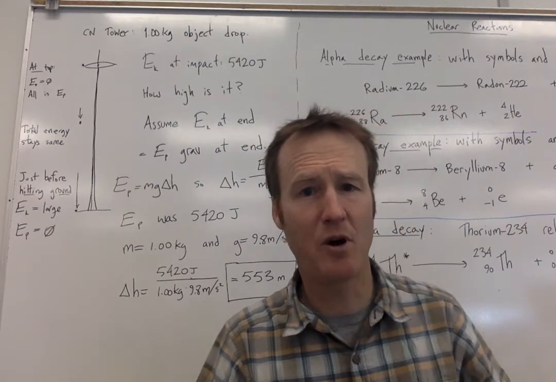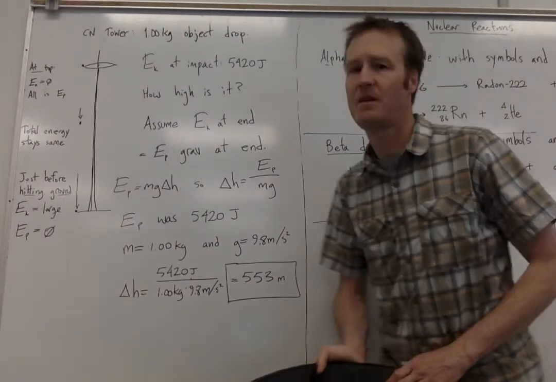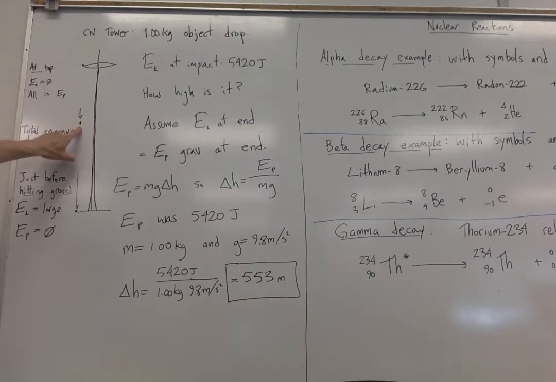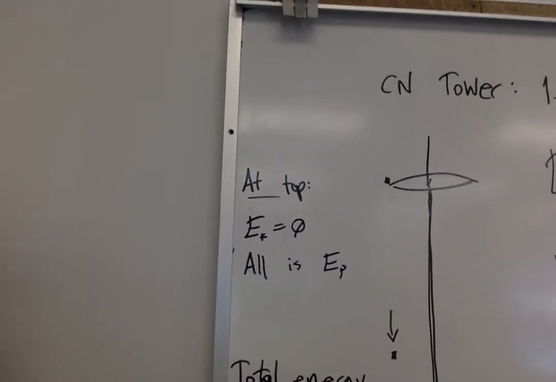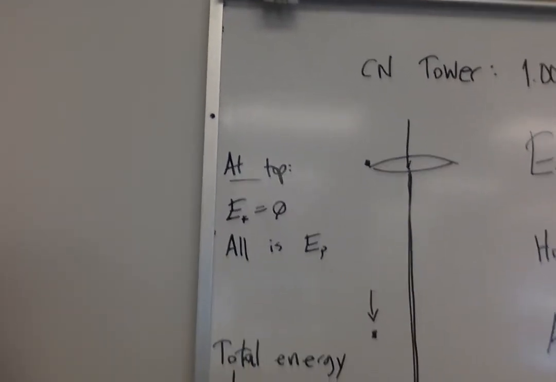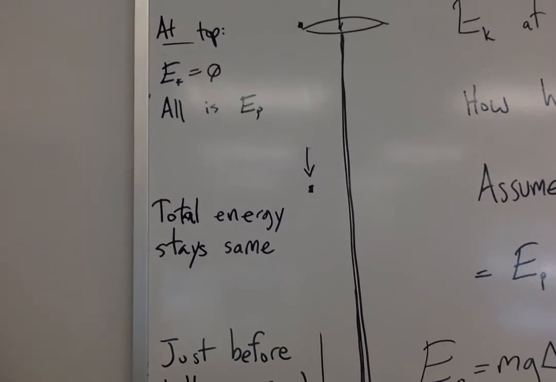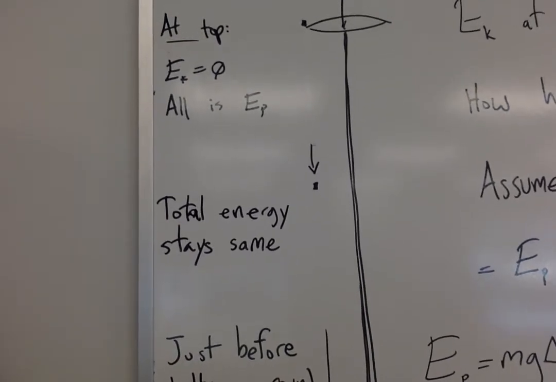Here's how we can examine the problem. I'm going to zero in on it with the camera. So this is the CN Tower right here. Don't know if you can see it, but this little black spot is a falling object, your 1 kilogram weight. So at the top, kinetic energy equals 0. All of the energy is gravitational potential. As it's falling, the energy is being converted from gravitational potential to kinetic energy. But the total amount of energy is staying the same.